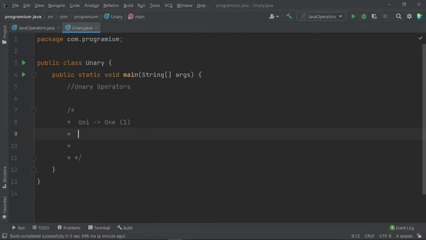We mostly use plus plus x and x plus plus. What is the difference between them? I will be telling you in this video. The second one is this, and minus minus x. So let's start coding and see what the differences are between these 4 terms. First I will be showing a demo of these 2 terms, this here and this here.